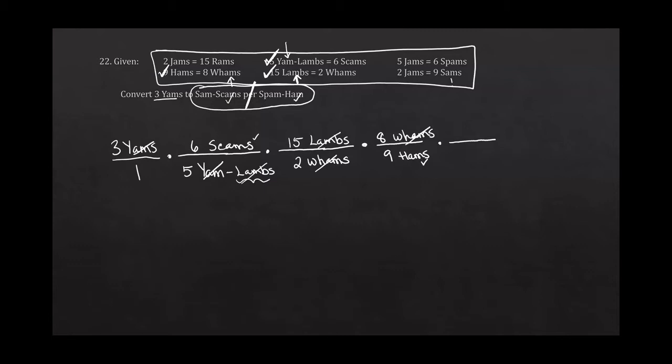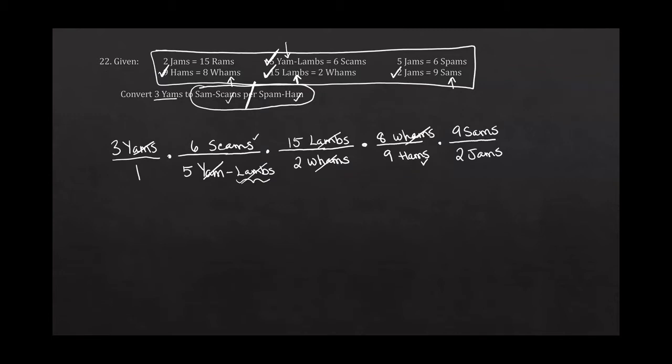I see Sam here, right? The second one in the third column, 2 jams equals 9 Sams. That's the only one I see with Sams in it. So I'm gonna use that. I want it to be in the top. So I'm gonna put the 9 Sams in the top, and then that's equal to 2 jams in the bottom.